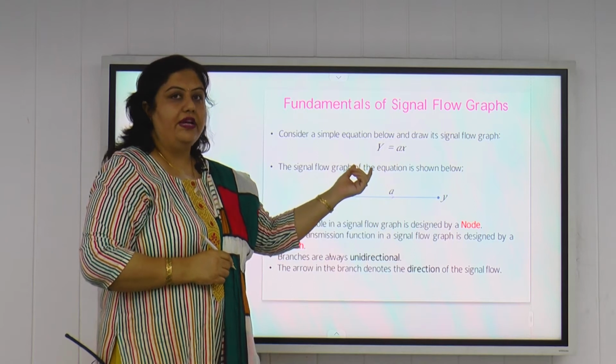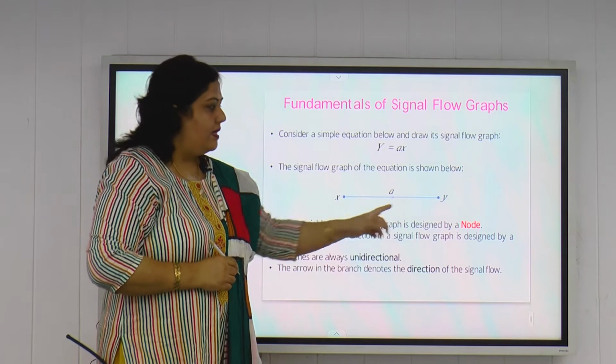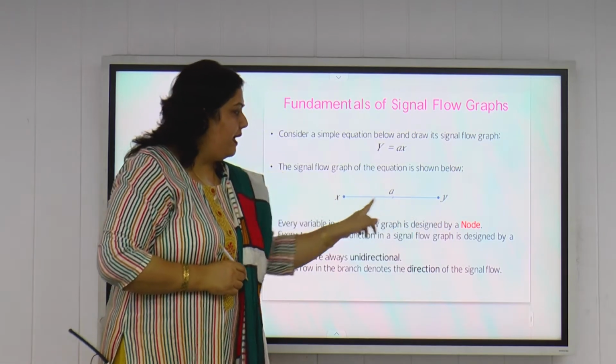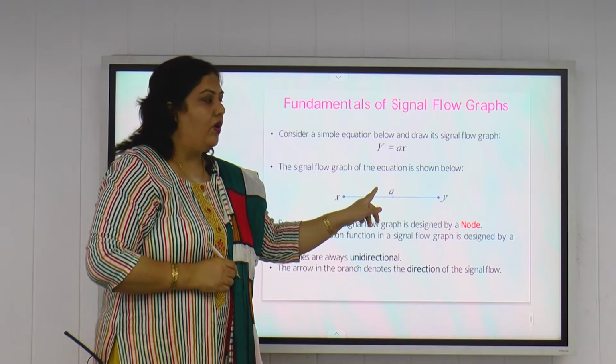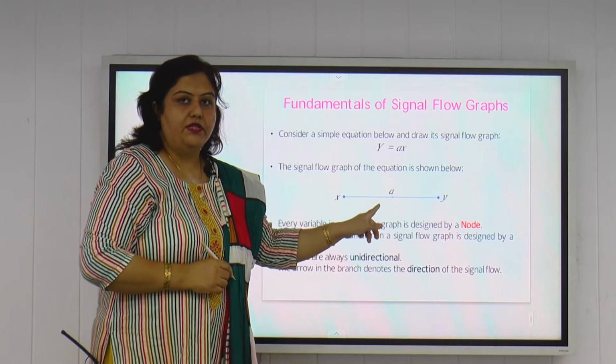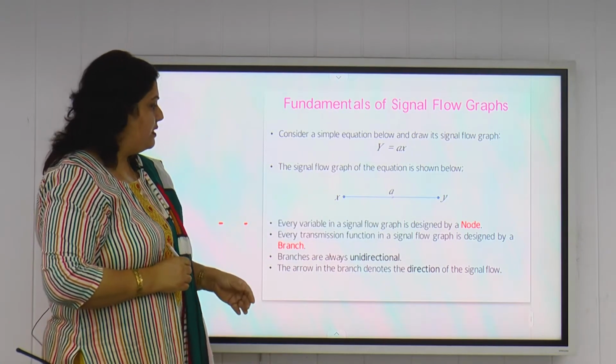So if we have an equation y is equal to ax, where y is the output and x is the input, then it can be shown with the signal flow graph like this. This node represents the output y, and this node represents the input x, and a is known as the transmittance or the gain or the transfer function of the system.